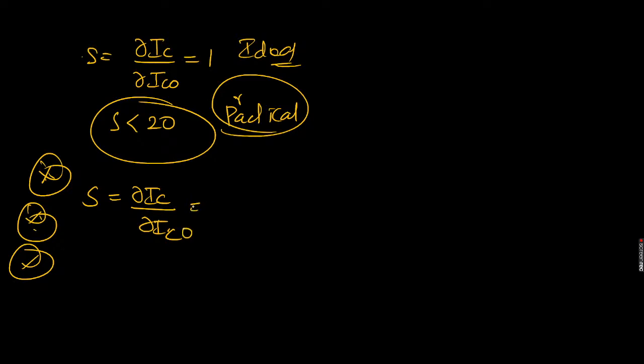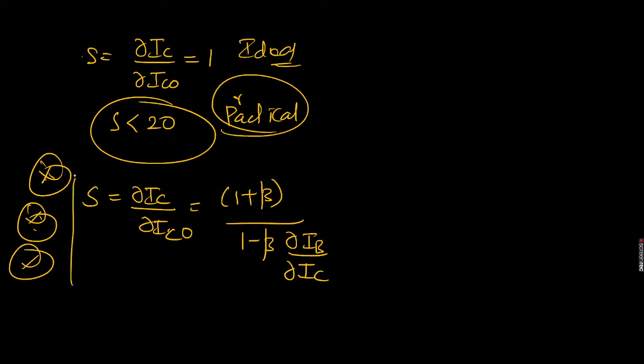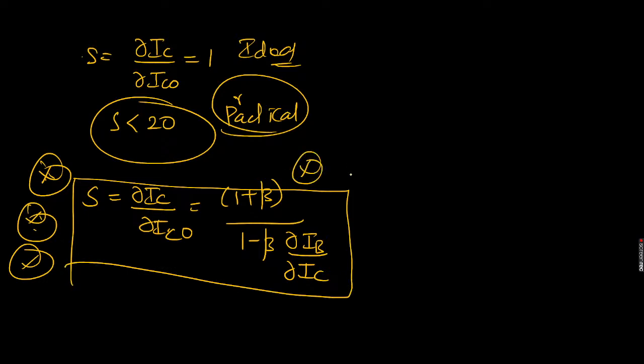del ICO. To calculate this, the formula is 1 plus beta upon 1 minus beta times the variation in base current divided by variation in collector current. This is the formula that we use as standard in order to obtain the current stability factor. Don't forget, very important formula. Okay, I hope you all are getting it.